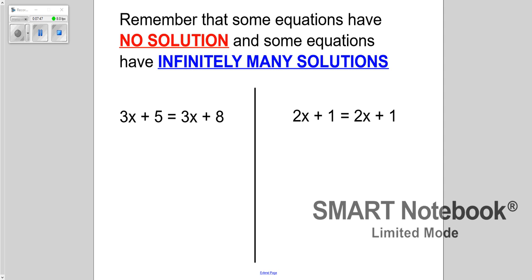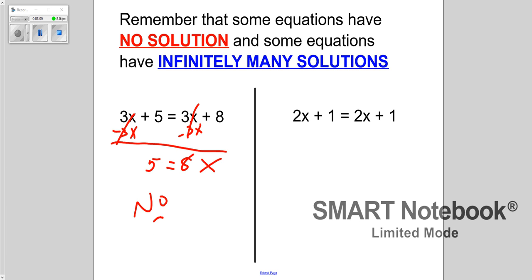But if I want to get them on the same side, let's say I wanted to move this 3x to the left side, I would need to do minus 3x, the inverse. That crosses it out. I do it over here, but when that happens, that crosses out as well. And I get 5 equals 8, but that doesn't make sense because the number 5 does not equal the number 8. So this is not true, meaning there's no solution. So anytime you end up with two numbers that are not actually equal to each other, there's no solution.